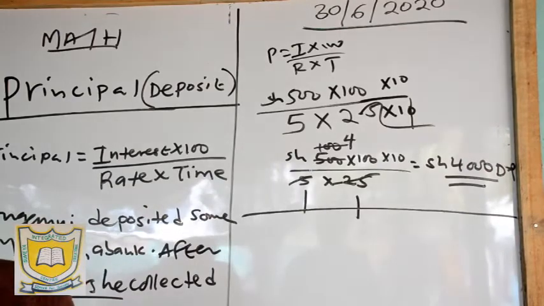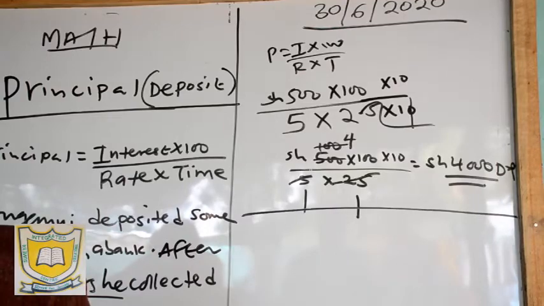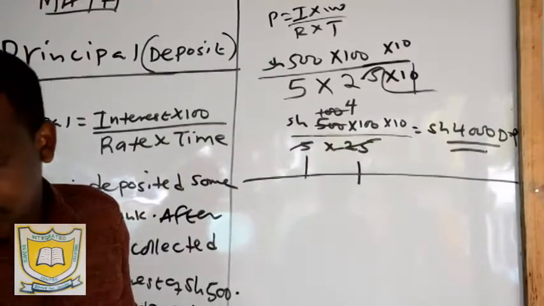That's how we get the deposit. Let us see another question here. You are told Abdi had deposited his money in a bank.